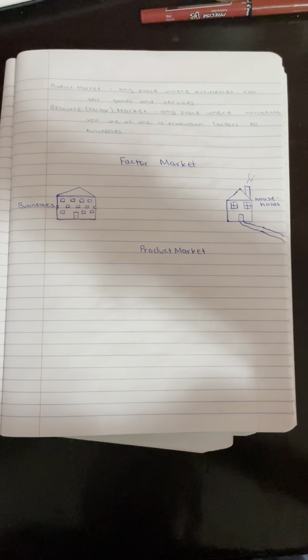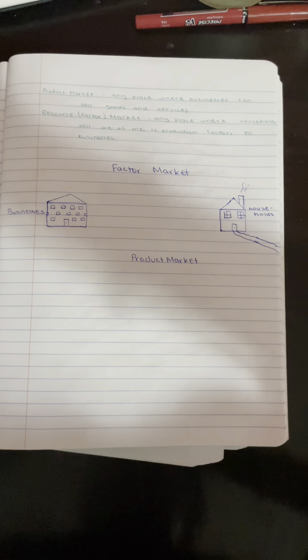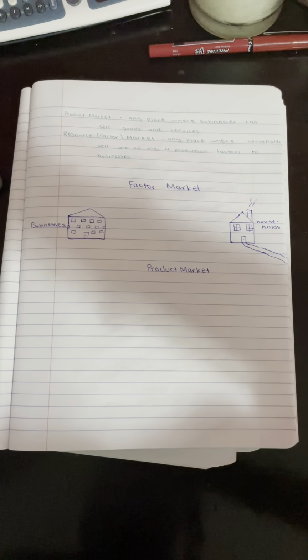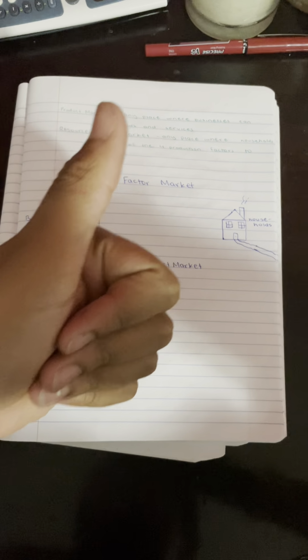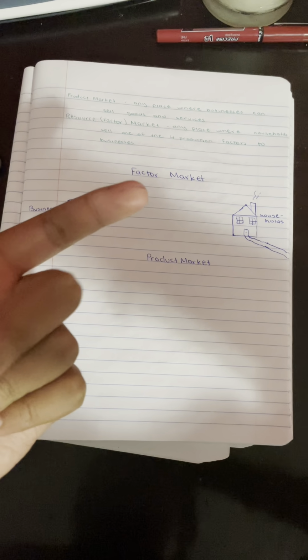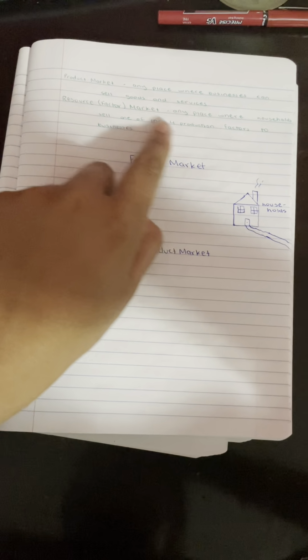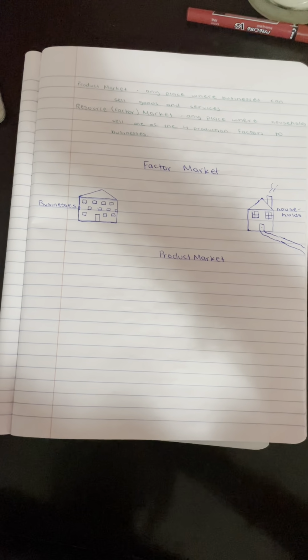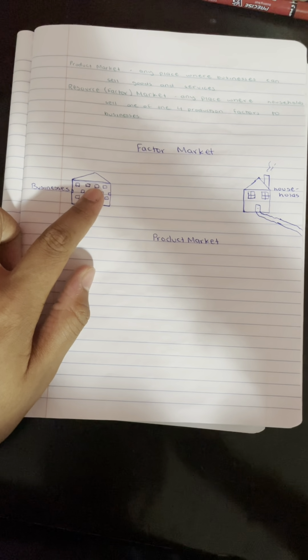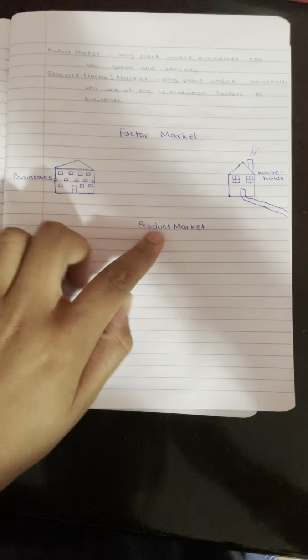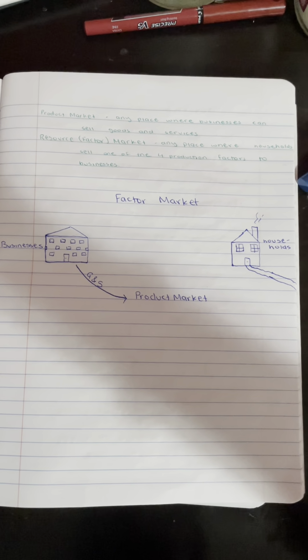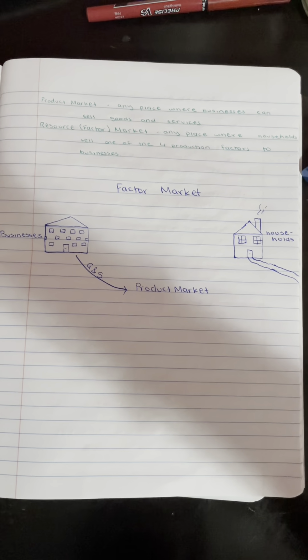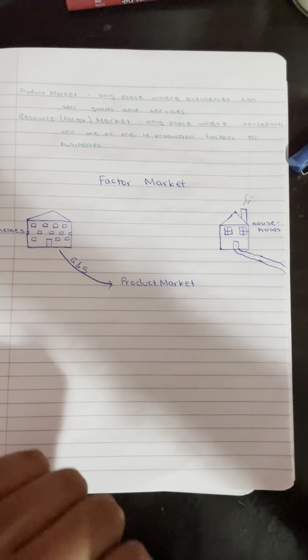Okay, so let me give you a quick rundown of what this diagram is. This diagram is basically just going to explain how money, products, and resources flow in the economy. So the first thing, the businesses, they supply goods and services to the product market. And then the consumers in the households, they want to buy those goods and services, and they buy them at none other than the product market.